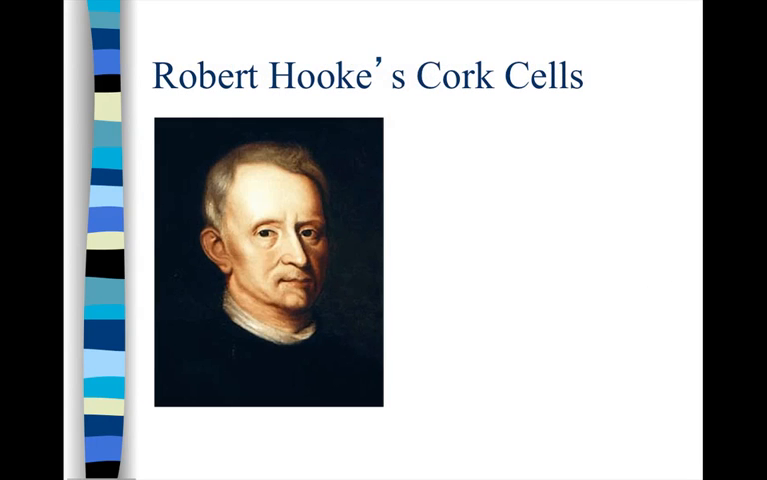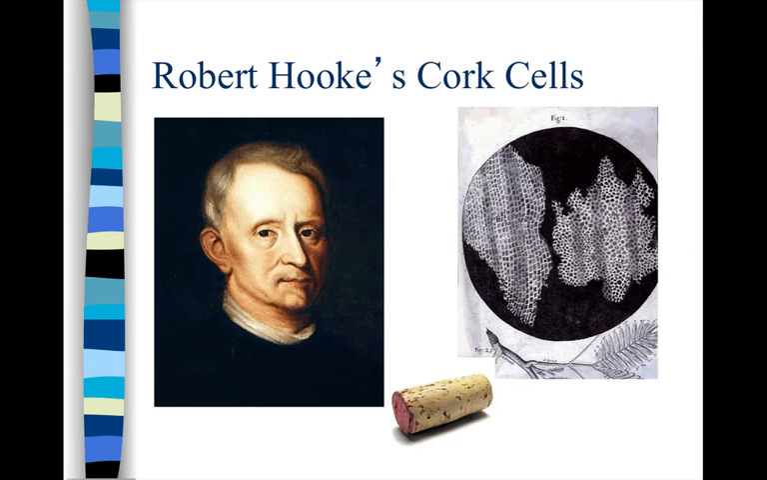Here's a picture of Robert Hooke. This is cork. Cork comes from the cork tree. This is a wine bottle cork, as I'm sure some of you have seen. When Robert Hooke looked underneath the microscope, this is the picture that he saw. You can see the little squares and the circles. Those are the walls of the plant cell, all stacked up on top of each other like piles of bricks.